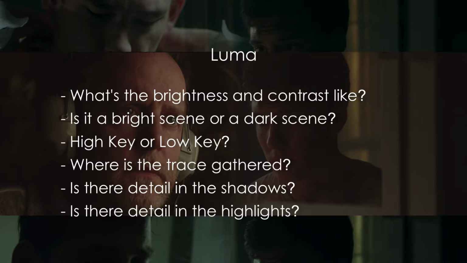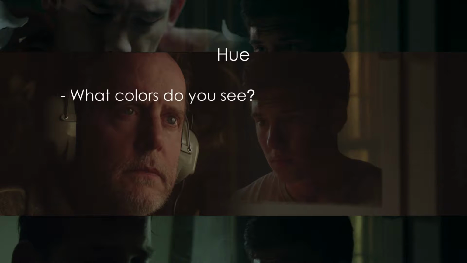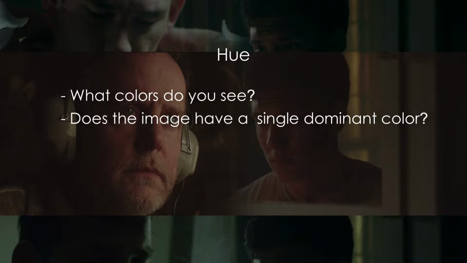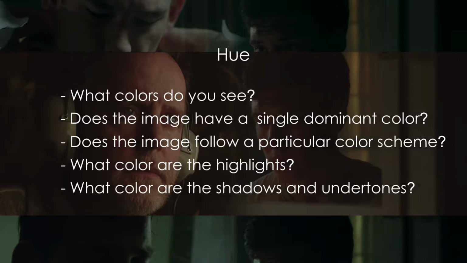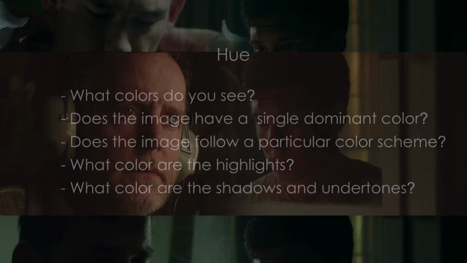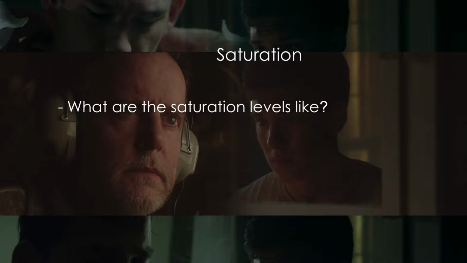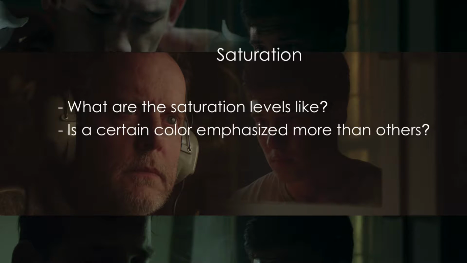Then we move on to analyzing the color in the image. What colors do you see? Does the image have a single dominant color? Does the scene follow a particular color scheme? What color are the highlights? What color are the shadows and undertones? And as the final step in the workflow, let's ask ourselves a question: what are the saturation levels like? Is there a certain object or color that is emphasized or more saturated than the others? Armed with this information, we can then recreate any look that we like.